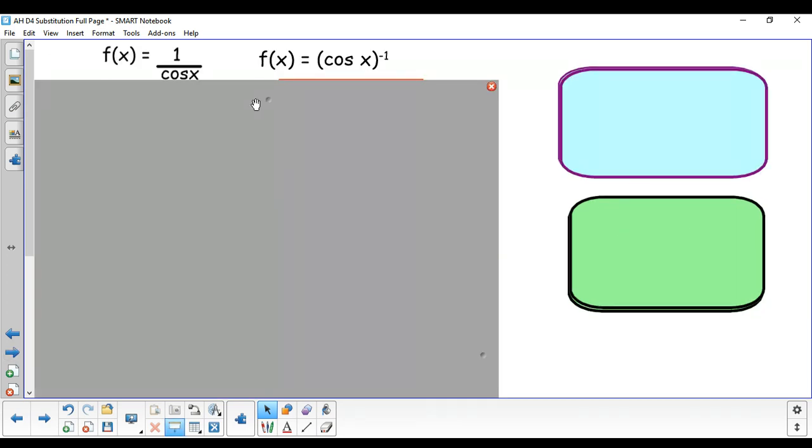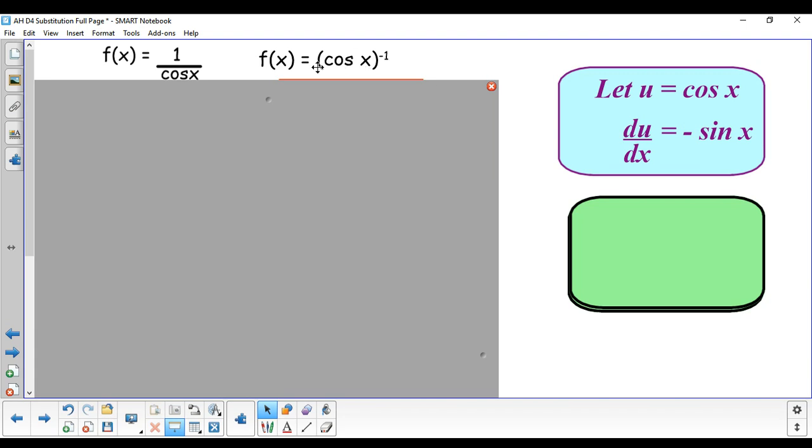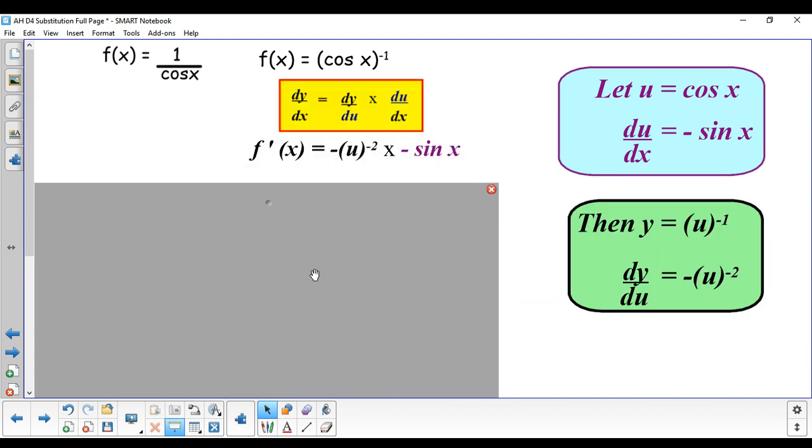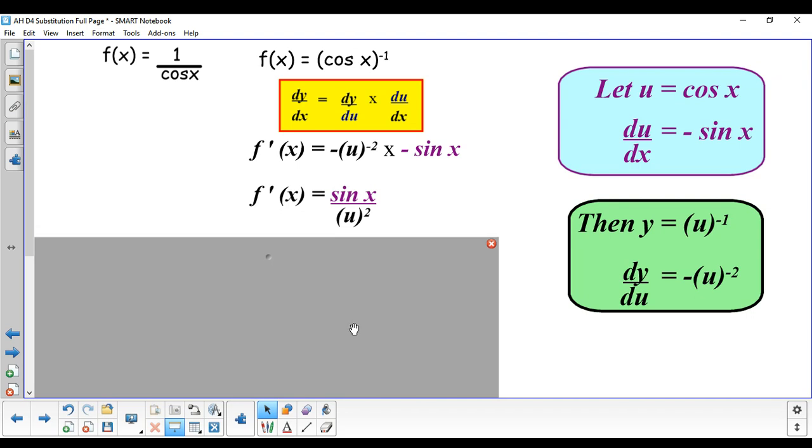Okay, 1 over cos x is the same as cos x to the minus 1. So I'm going to let u equal cos x, which means that the derivative goes to minus sine x. Now I have 1 over u, or u to the minus 1. So then I can find the derivative, no problem. Multiply both derivatives together. Bring the negative index downstairs. Minus minus turns to plus. And then you've got cos.